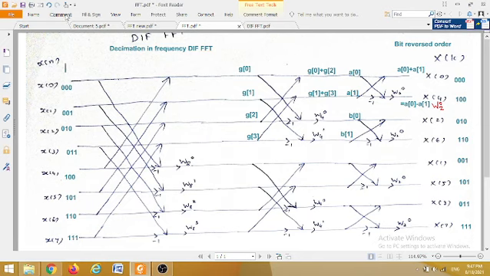X of n is the input sequence and x of k is the output sequence. So it converts x of n to x of k. The x of n would have 8 samples, which means x of k would also have 8 samples. The x of n is a time domain sequence, x of k is the frequency domain sequence. And here, if you have x of n in the normal order, we call this the normal order.